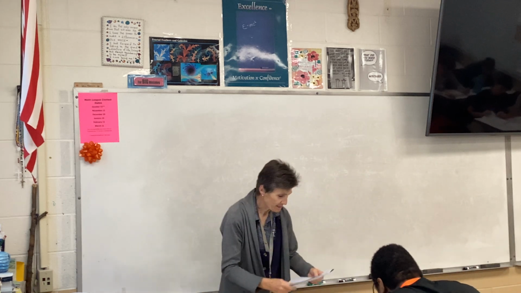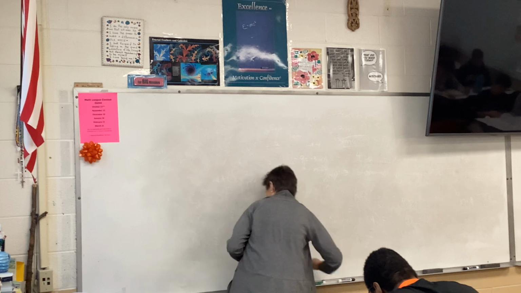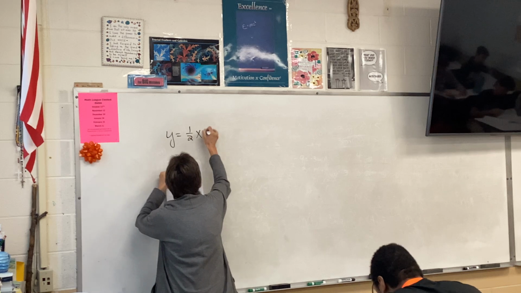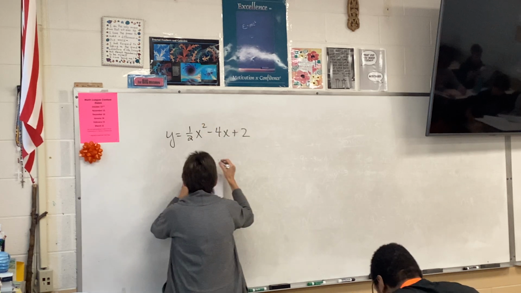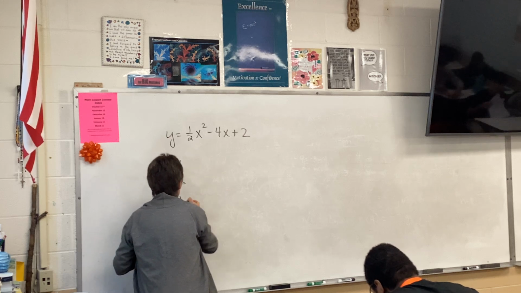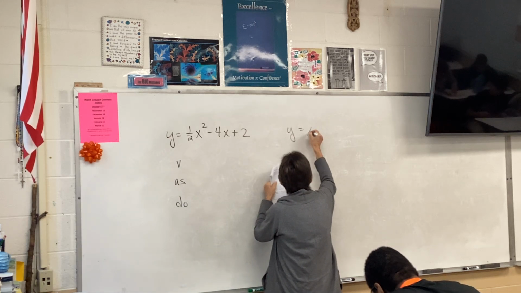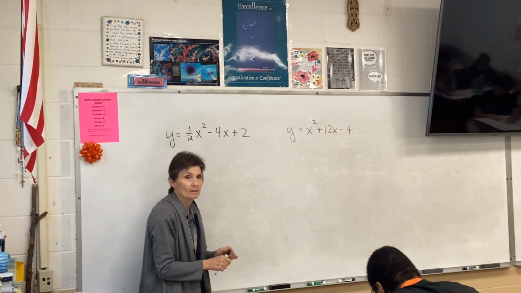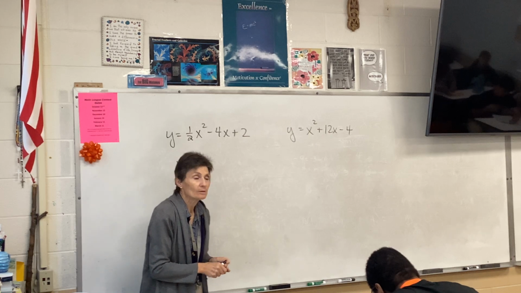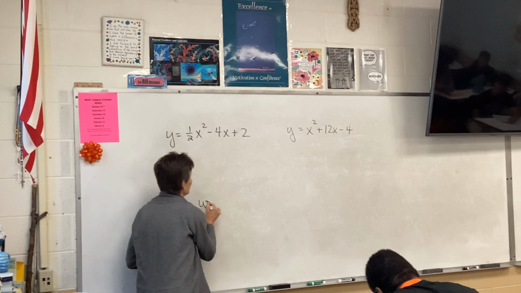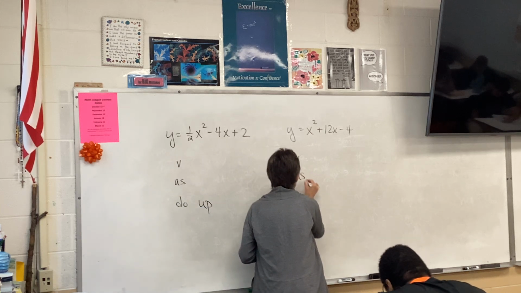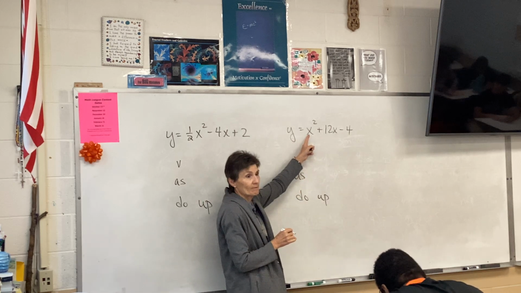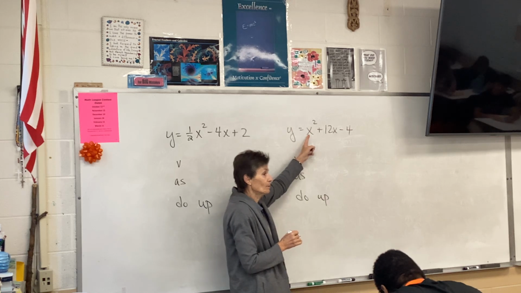First problem says, find the vertex, axis of symmetry, and direction of opening in the manner of your choice. So however you want to do this, we're going to find the vertex, axis of symmetry, and direction of opening. You guys know how to do this. Direction is up for this one, and also up for this one. How do we make it down? We have to have a negative out here in front. Simple as that.